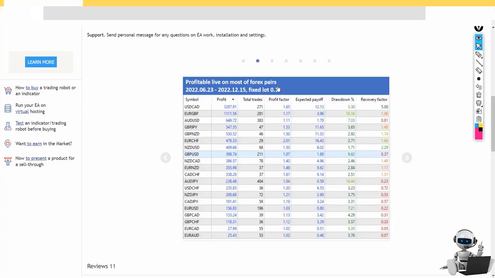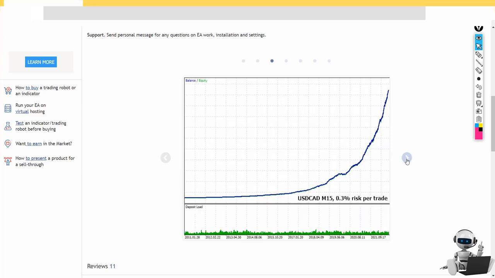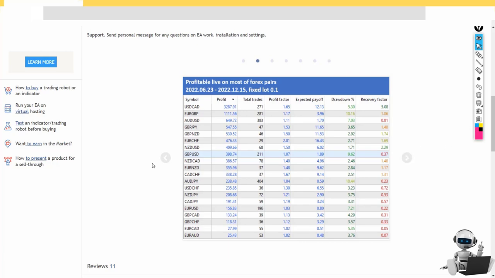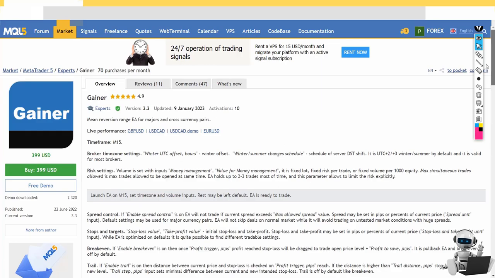So for the Forex pairs, he shows us the table for the drawdown and the most profitable ones. So I think we will stick with our 3 pairs. You can see we have USD/CAD 15 minutes and the risk is 0.3%, and you can see the curve is amazing. However, we cannot depend on the backtest and pictures.